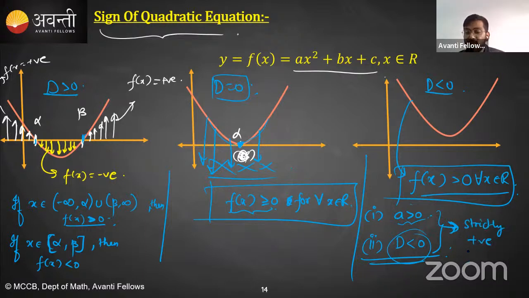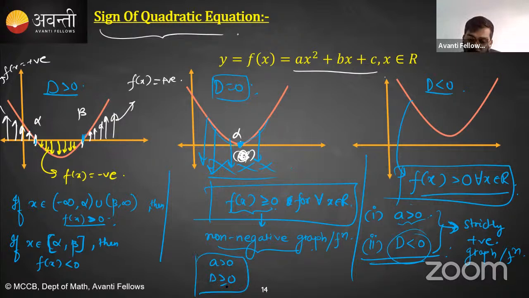So this is the condition for a strictly positive graph or function. Now this is the condition for a non-negative graph or function, right? So what is the condition for being non-negative? a should be positive and d should be greater than or equal to 0. The only difference is the equal-to sign in the discriminant inequality, correct?